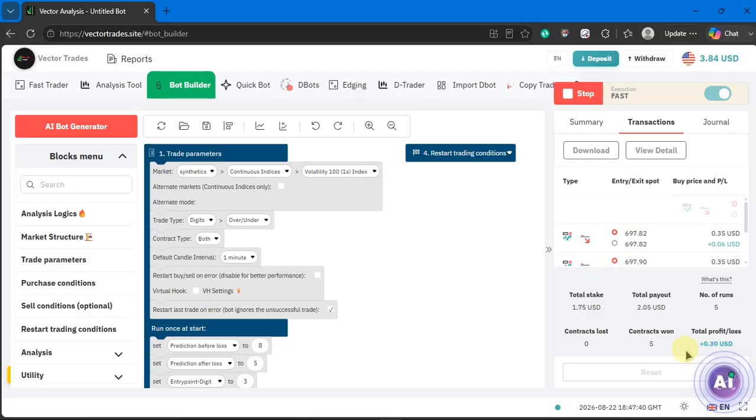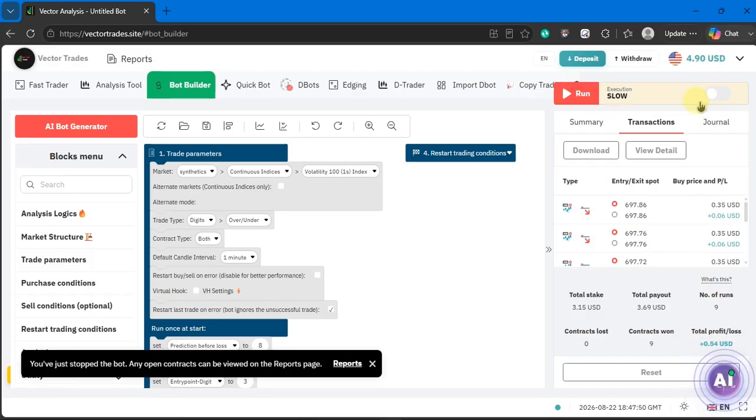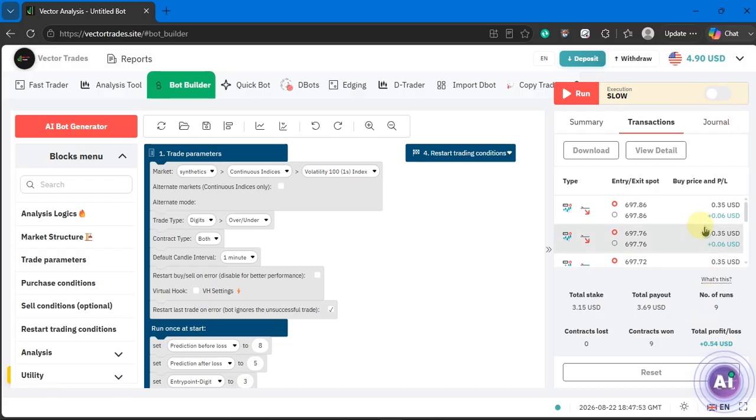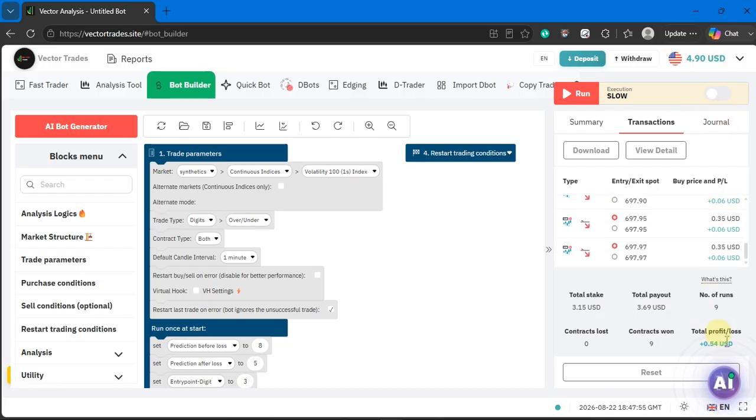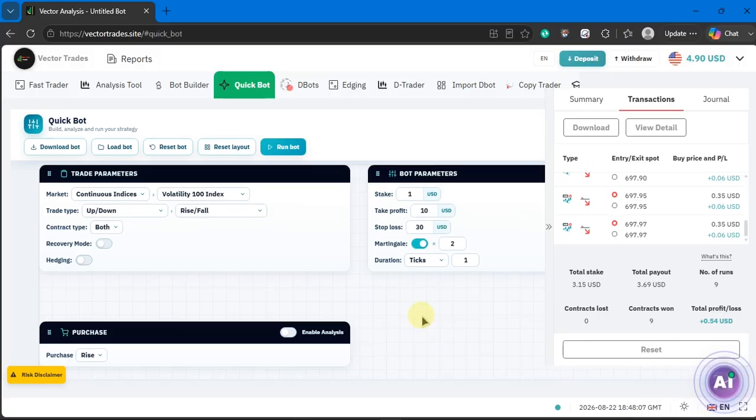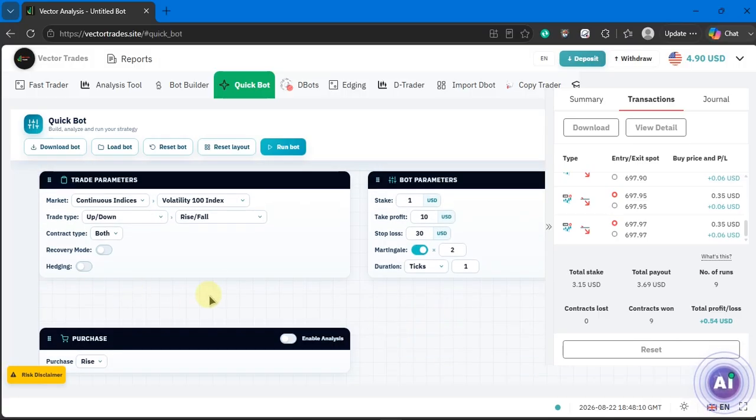As you can see, it is making very fast trade. I can stop and enter slow run mode. As you saw, it ran a lot of times and it made a profit. The last strategy is a strategy with a quick bot. So here is where you just create a bot, and this is a rise and fall bot.